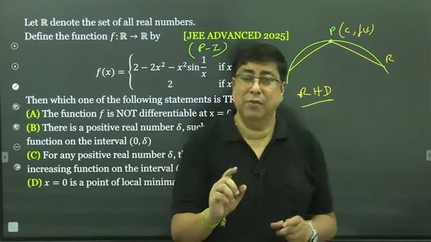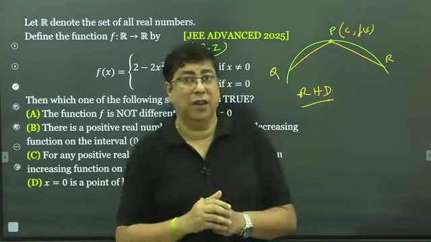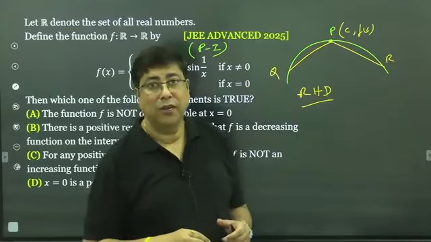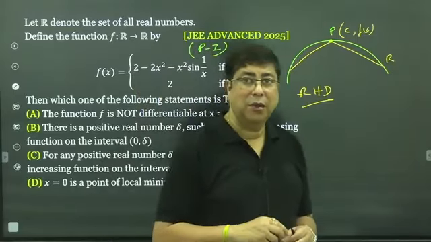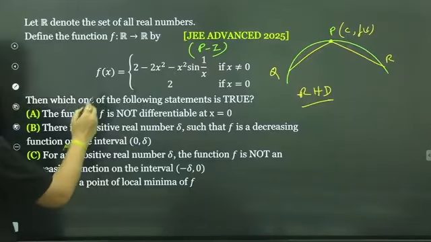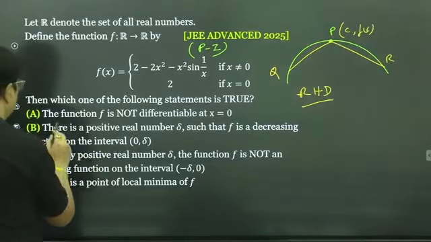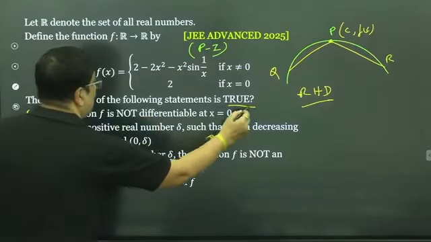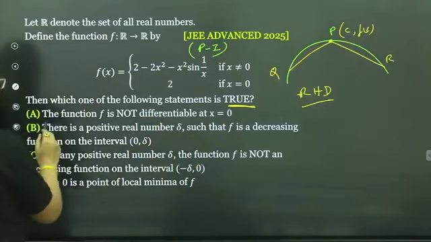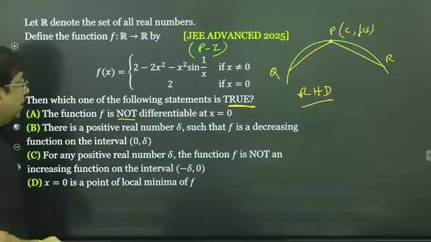But for differentiability, being continuous is the first criterion. Otherwise, there is no chance of differentiability here. Okay, so let's come back to the point. In this case, the question is given, and remember the options. Which option is true? In this case, the function f(x) is not differentiable at x equal to 0.